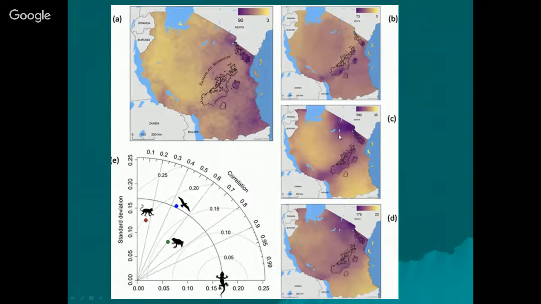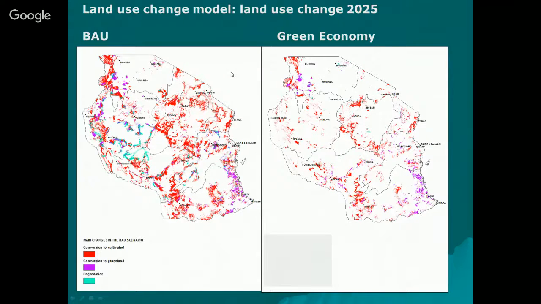And I'm just going to rush through a few of these for the sake of time, but what we're interested in is the relationship between these changes and biodiversity. So here we can see the biodiversity for all of these four main groups: the primates, the amphibians, the birds, and reptiles.